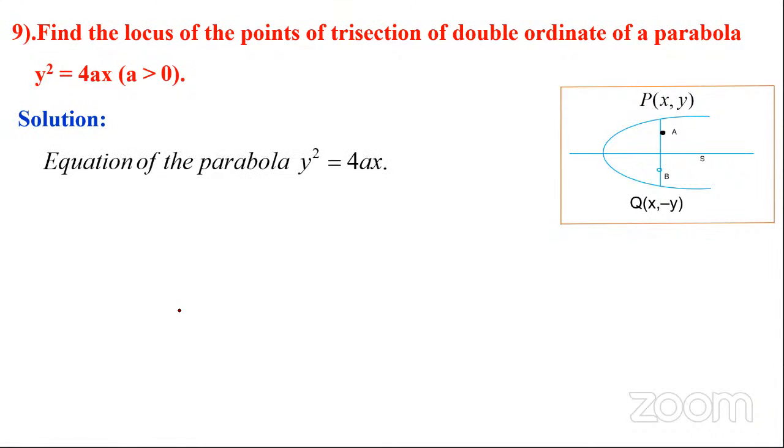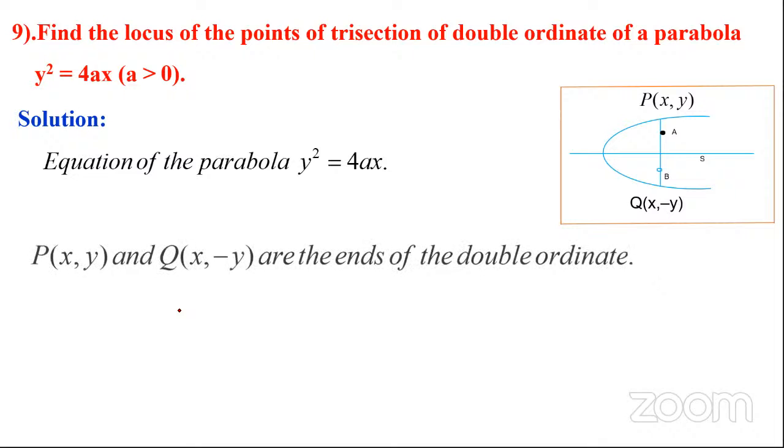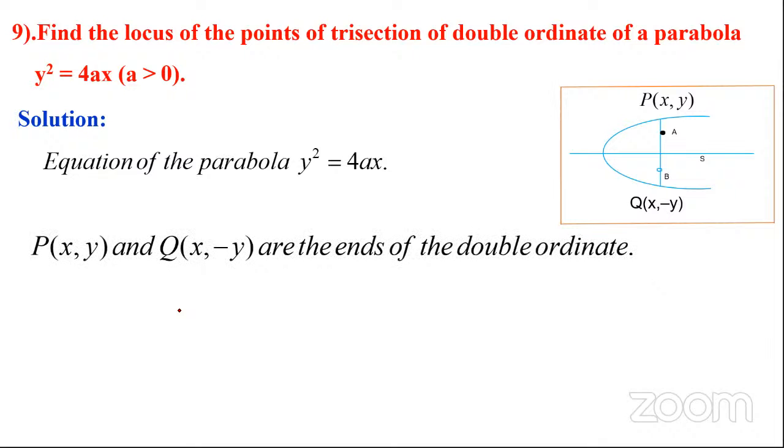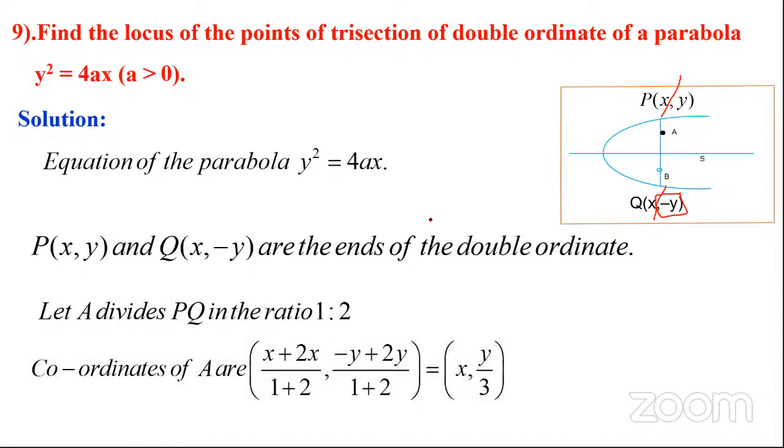The equation of the parabola is y square equal to 4ax. Then P(x, y) and Q(x, minus y). We are taking P in the first quadrant and Q in the fourth quadrant, that's why the y value is negative. So these are the ends of the double ordinate. I'm taking A that divides PQ in the ratio of 1:2.